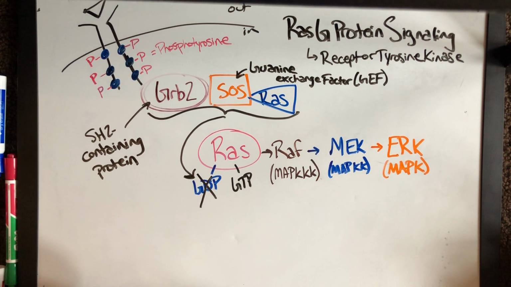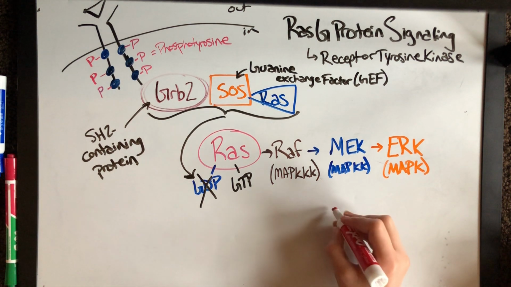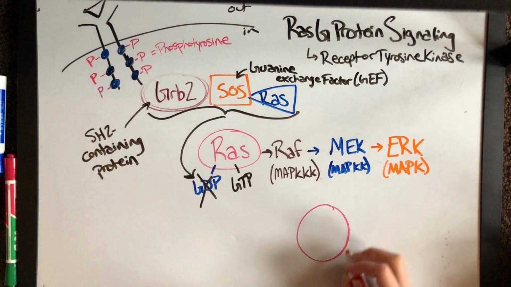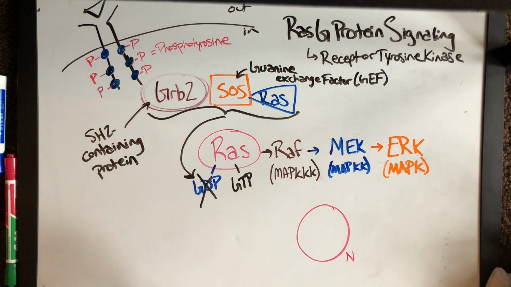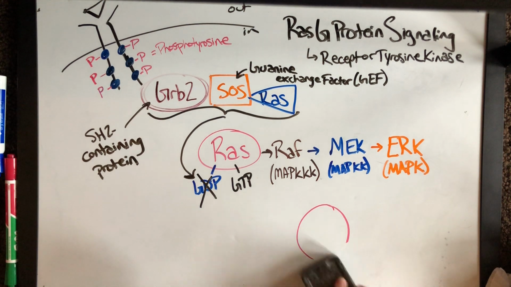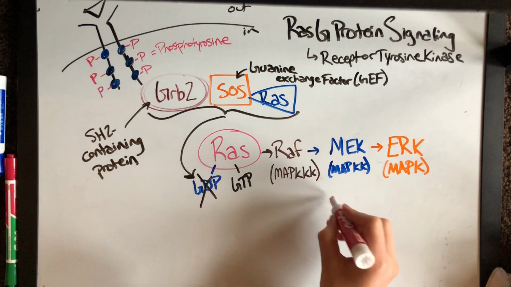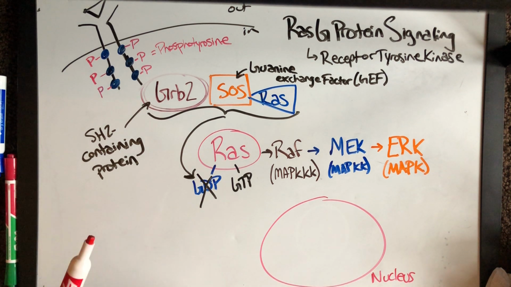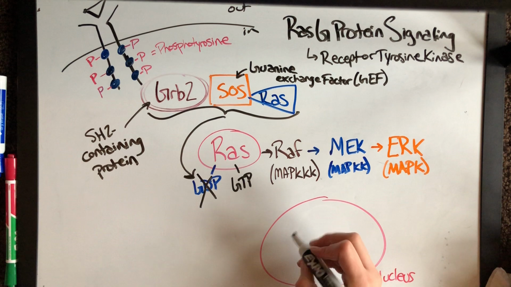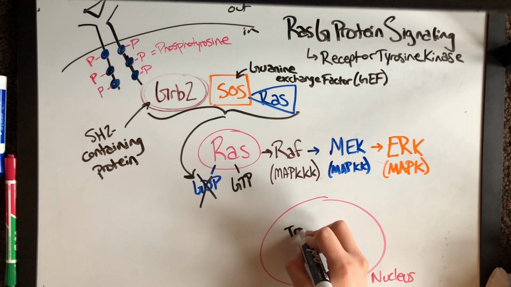So we have our, let's use red. We've got our nucleus in the cell. I want this to be bigger, sorry. It's our nucleus. Inside the nucleus, we've got a transcription factor. We don't really need to know what type, it's just a transcription factor.